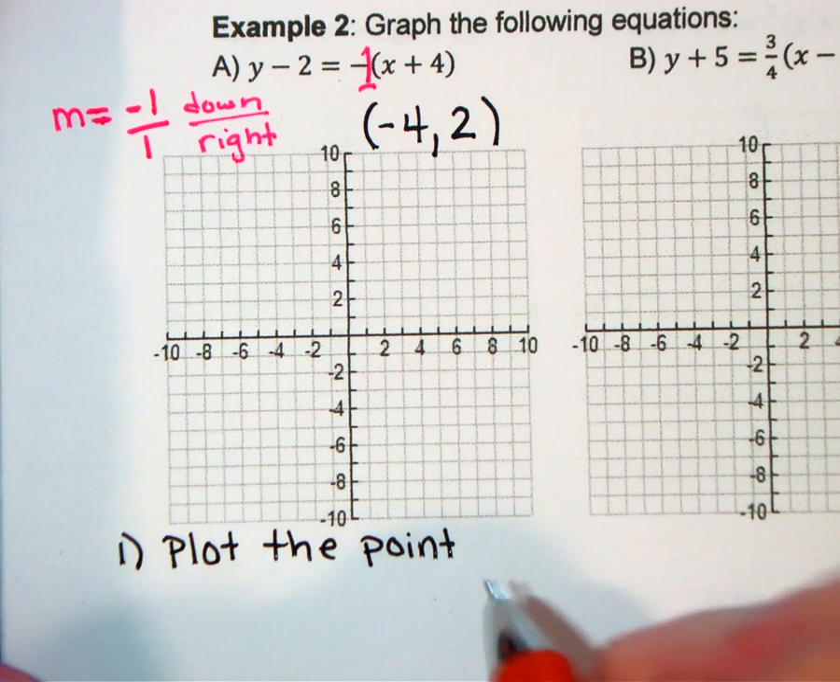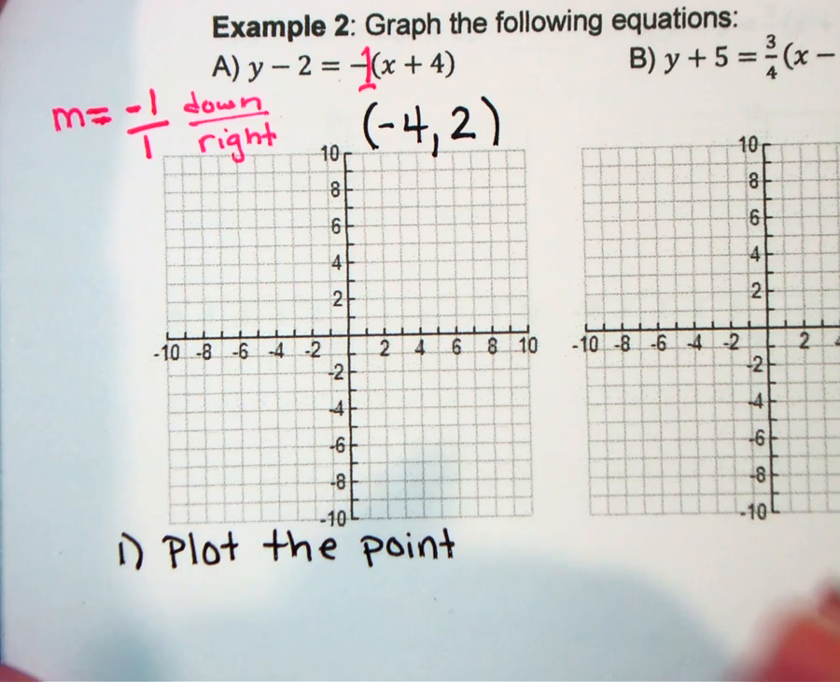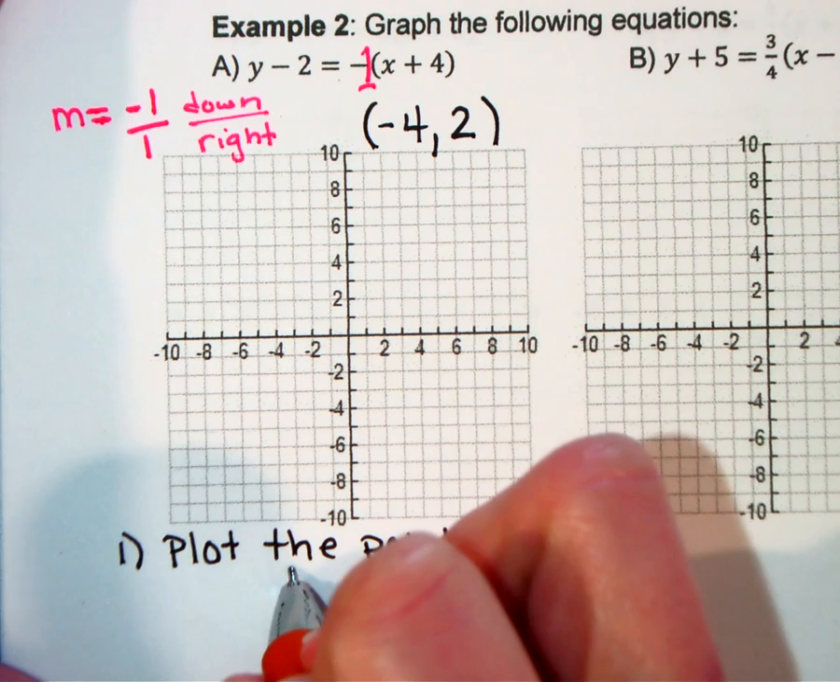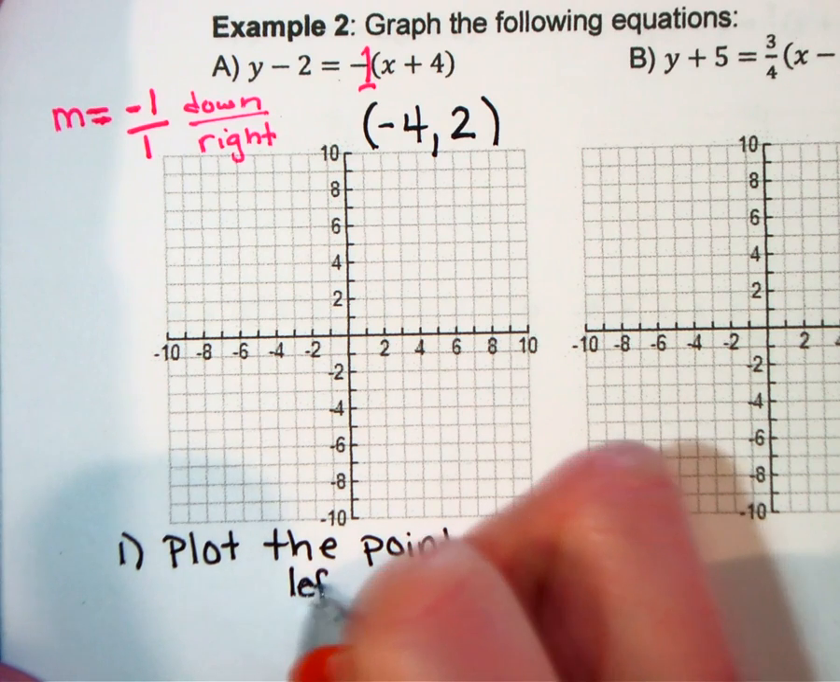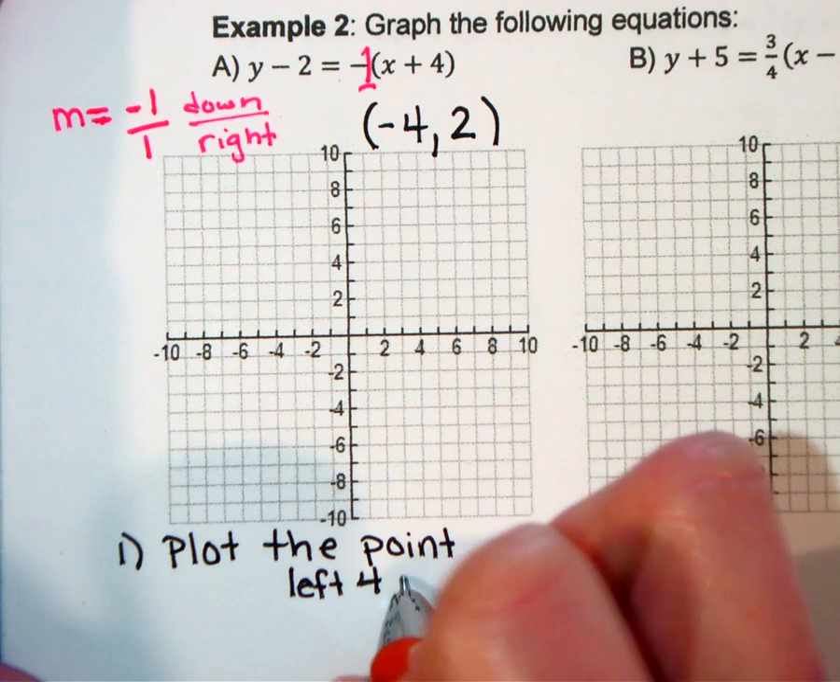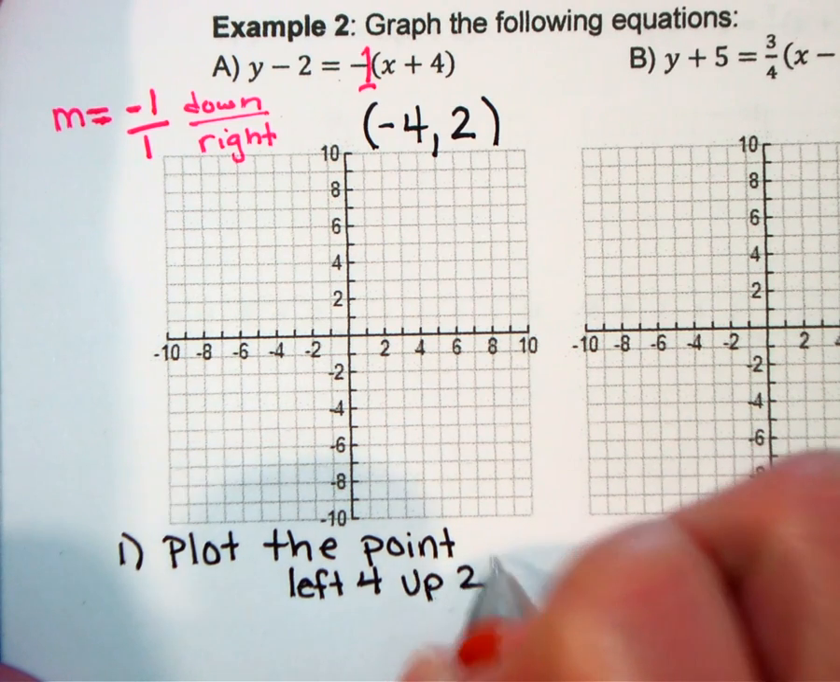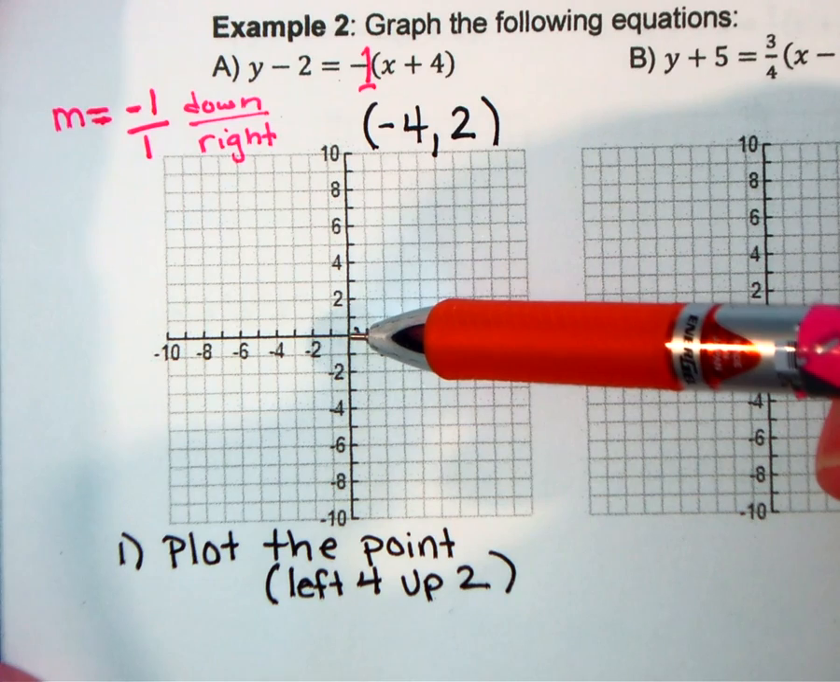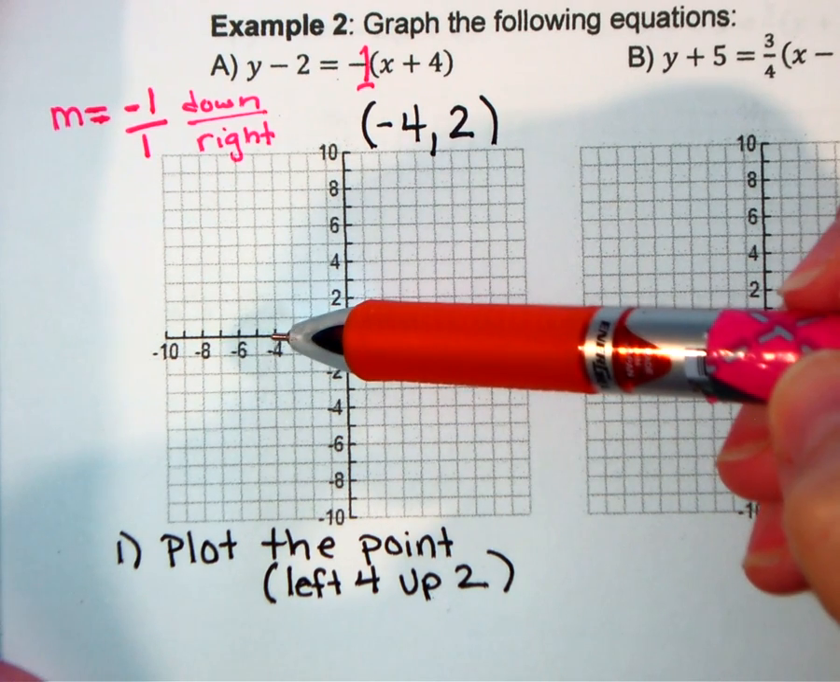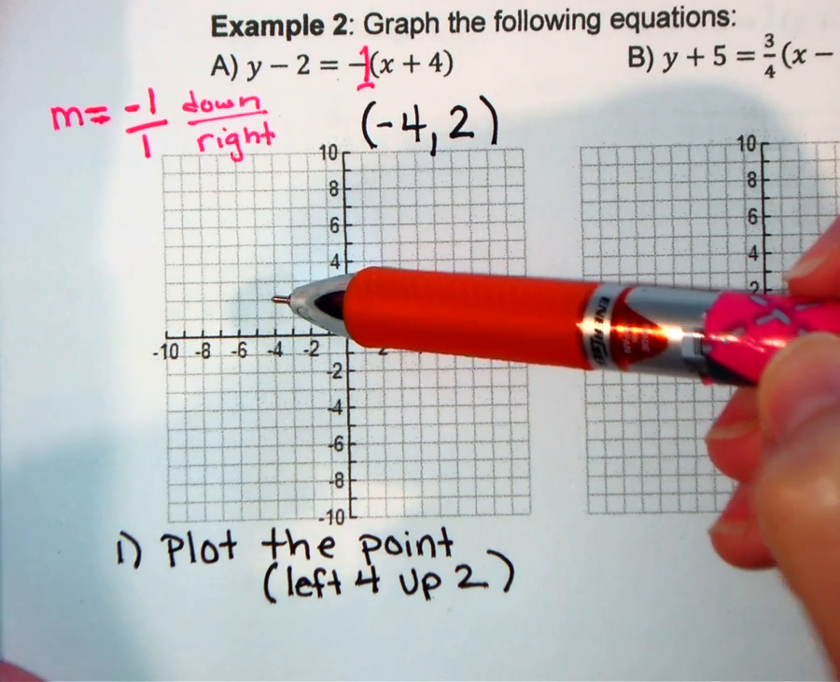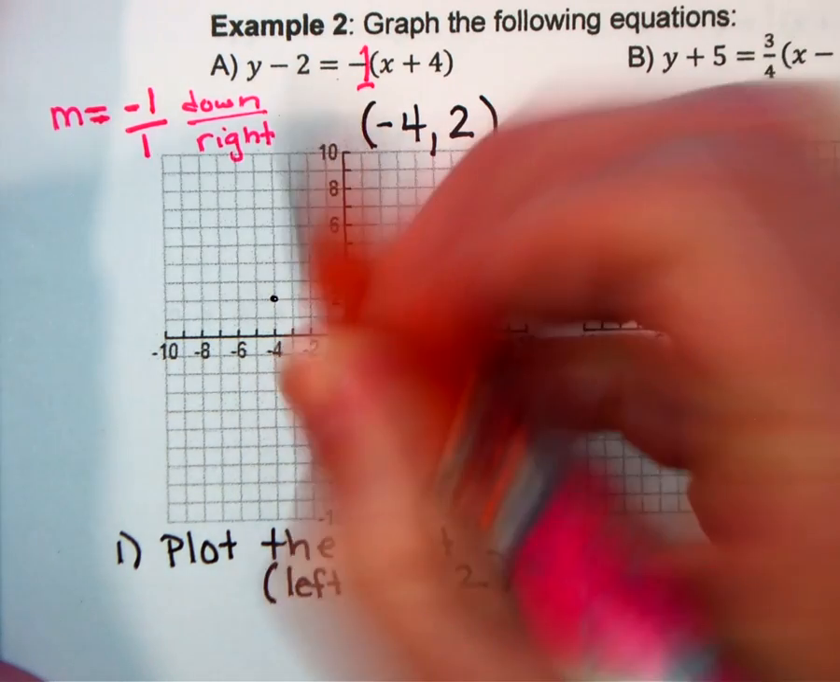So what we're going to do is we're going to plot the point -4, 2. Now, just in case, I'm going to put that we are going to go left 4, up 2. That's what that means to plot the point -4, 2. So -4, 2 is a dot right here, and I'm actually going to put a dot there.